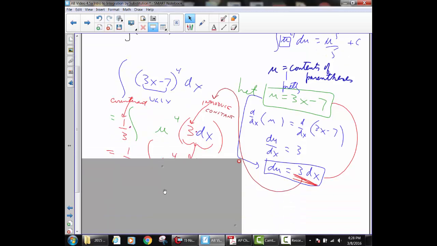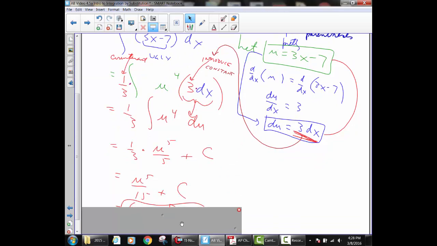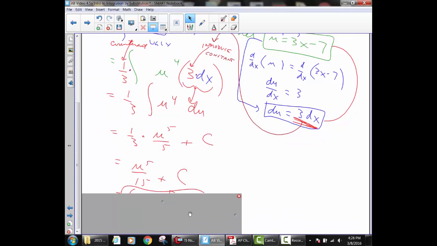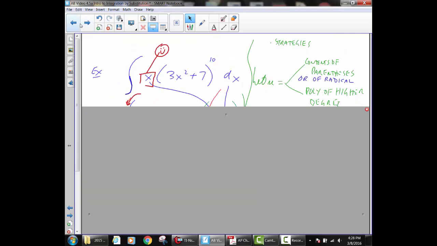And therefore I can now replace 3 dx by du, and now I have 1/3 the integral of u to the 4th du, which is 1/3 u to the 5th over 5, plus c, which is u to the 5th over 15 plus c, and do not leave that as your final answer. Remember to go back, and we had called u 3x minus 7. So this is not very difficult. Now, you might look at this and go, oh no, there's this extra variable here. That's actually a very happy thing. Be very happy that it's there.